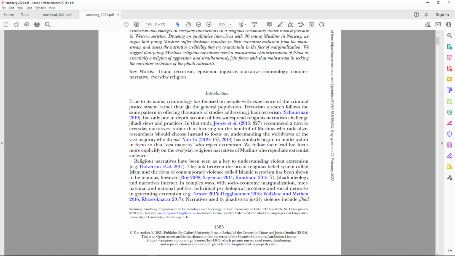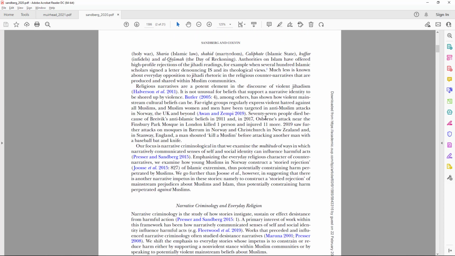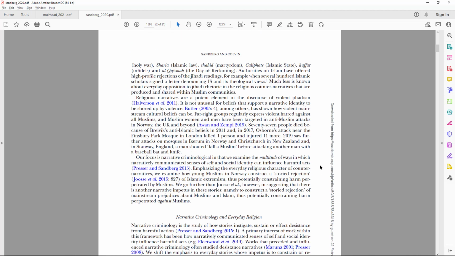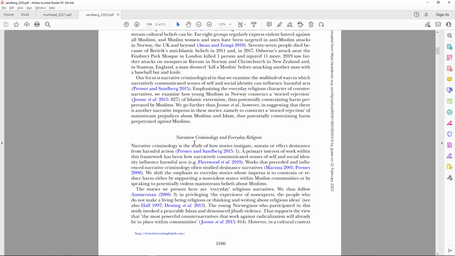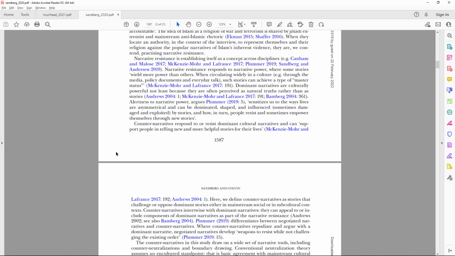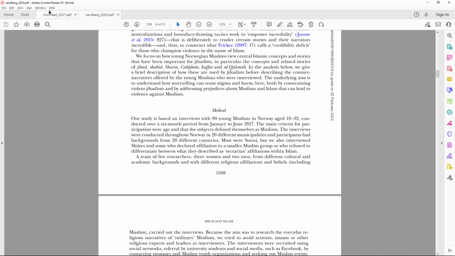If you read further down in the introduction, usually in the introduction they give a summary of the background and what the main focus of the article is as well. And you'll see here in this one, they follow the same structure. We've got a review of literature on narrative criminology and everyday religion, epistemic injustice, counter-narratives, and so on. And eventually we get to the method.